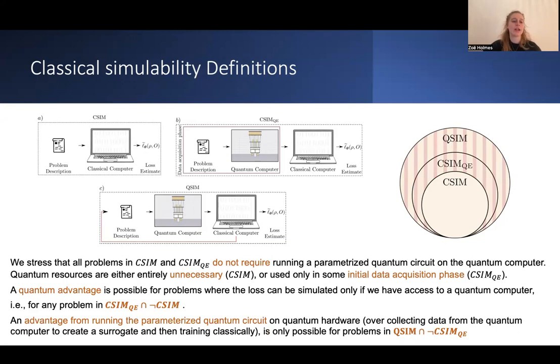And then, of course, an advantage from running the parameterized quantum circuit itself on quantum hardware, over just collecting data to create some surrogate and then training classically, is only possible for problems that are in QSIM and not in CSIM-QE. So it's only if a problem is not in CSIM-QE that we actually need to run the parameterized quantum circuit on the quantum computer.